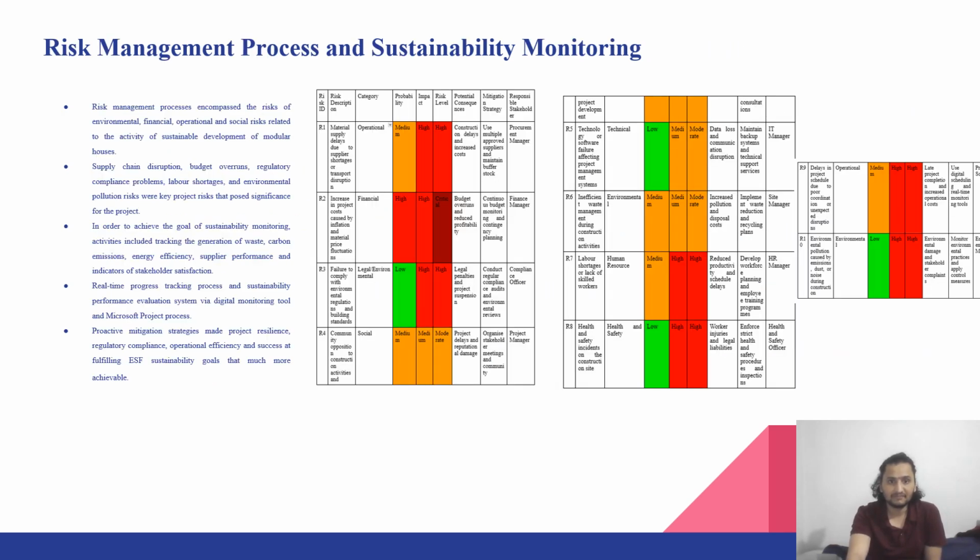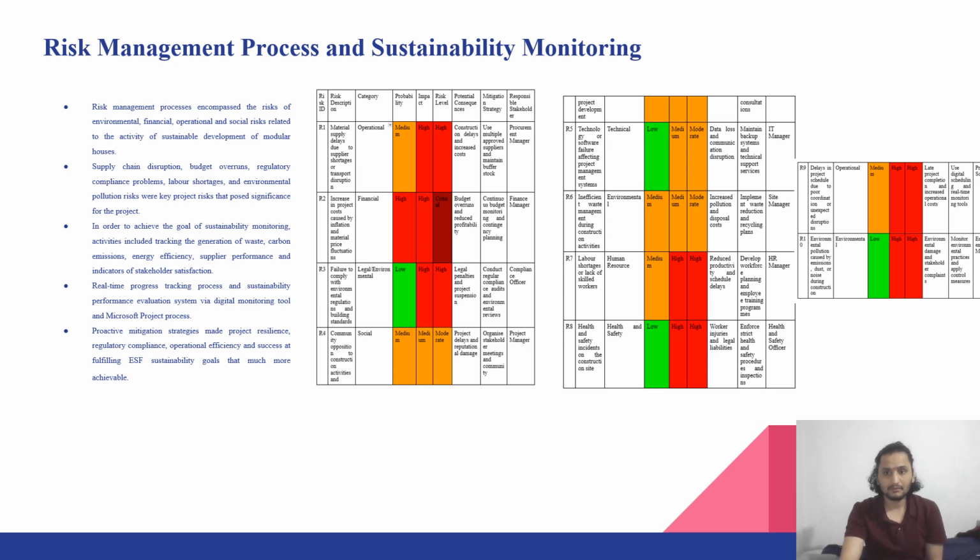Next slide is about risk management. You can see on the right-hand side three tables. In this, the risk management project covers environmental and financial risks and opportunities, risks to the activity, and the sustainable department, modular supply chain, and in order to achieve the goals, the sustainability monitoring you can see.